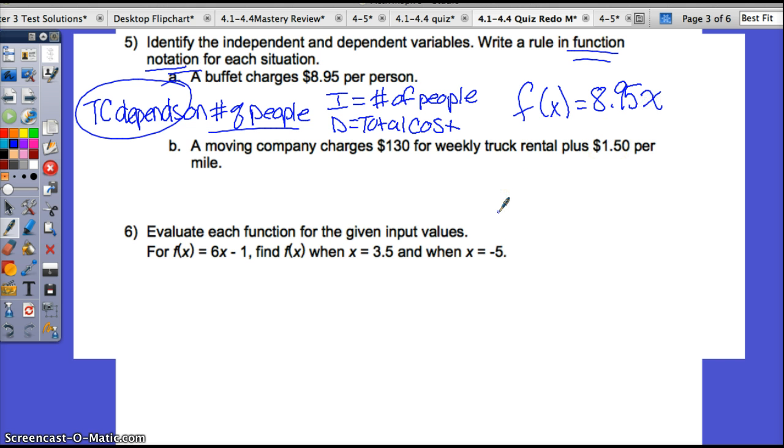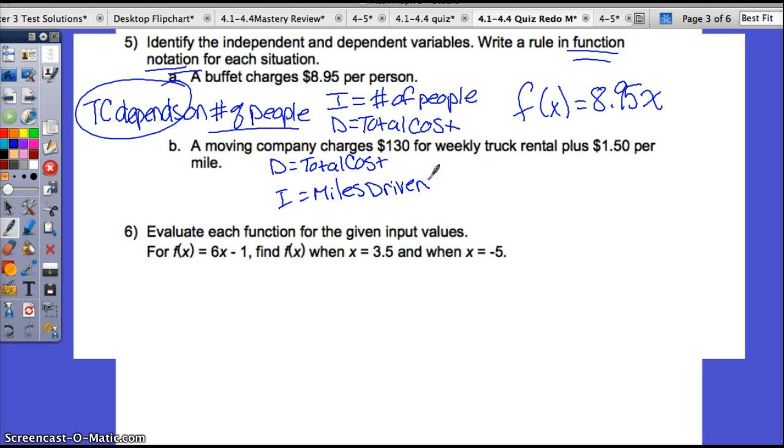Letter B, they charge $1.30 for weekly plus $1.50 per mile. Since the total charge depends on the number of miles, your dependent is your total cost, and your independent is the miles driven.